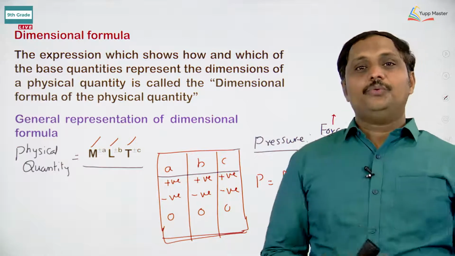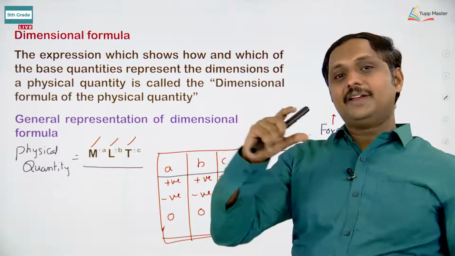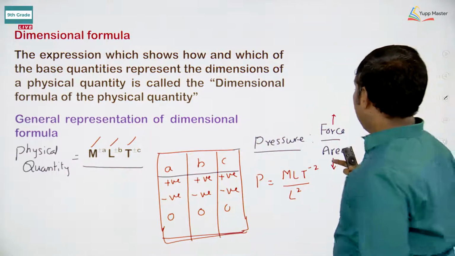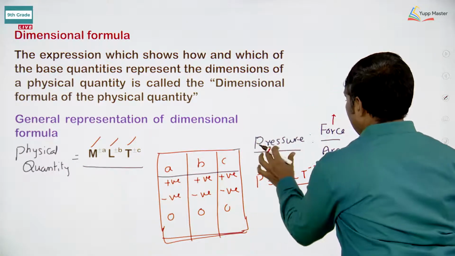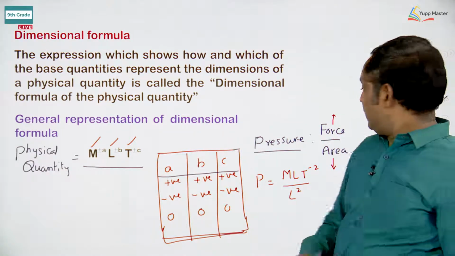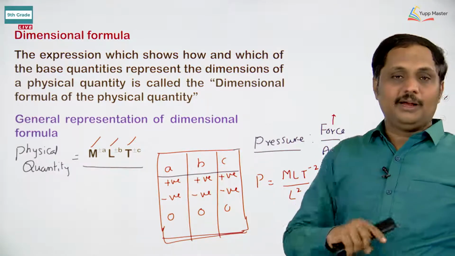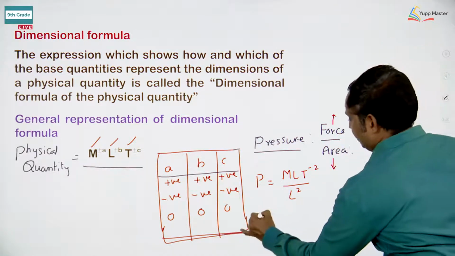First step, you need to take the formula. Second step, you need to take the substitution of those particular base quantities, and if there are any conversions also in any physical quantity, just you can apply that. What happened? Let us see.